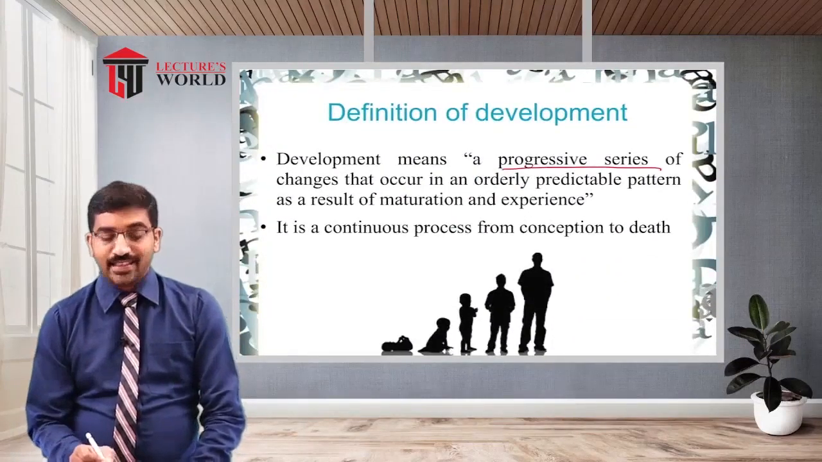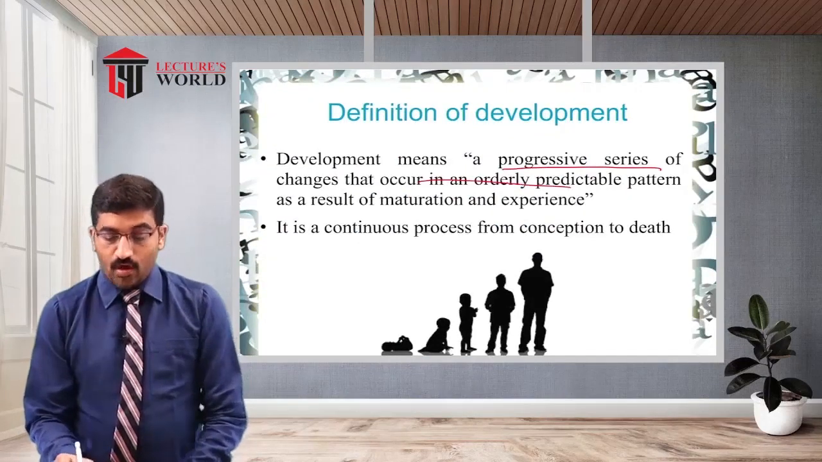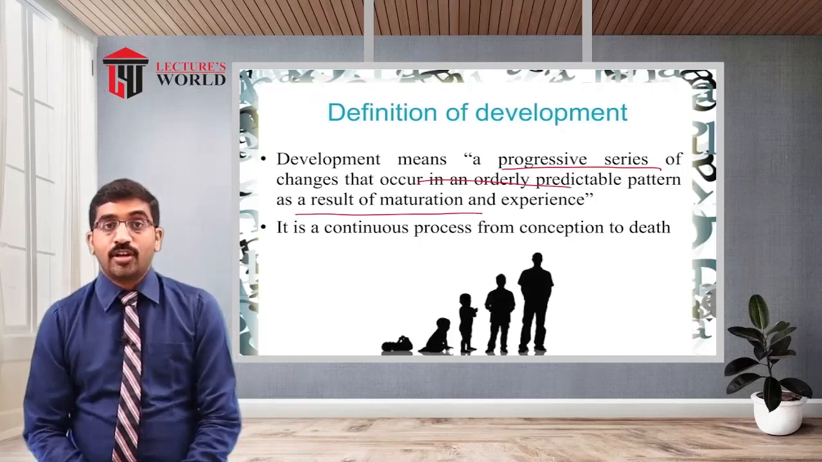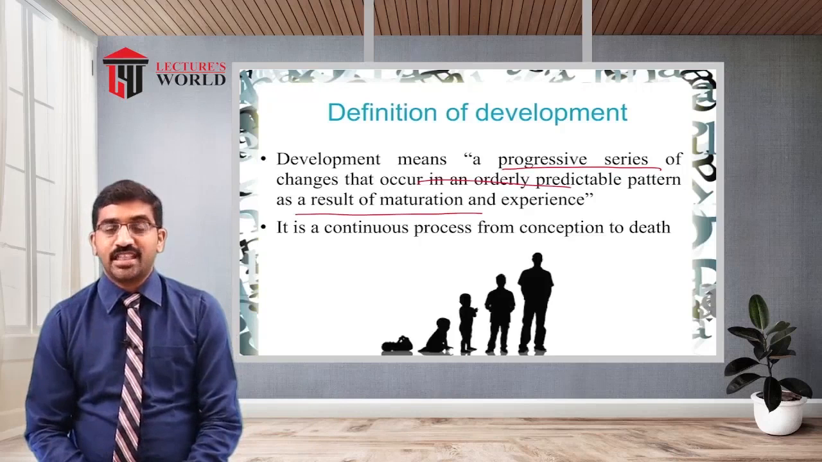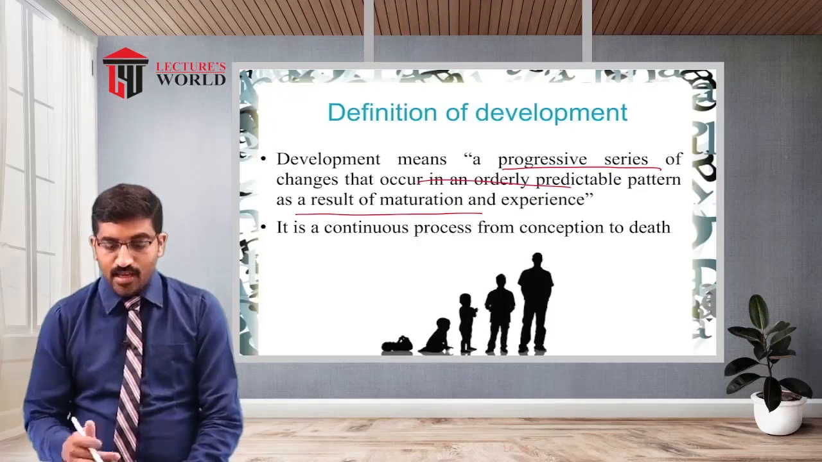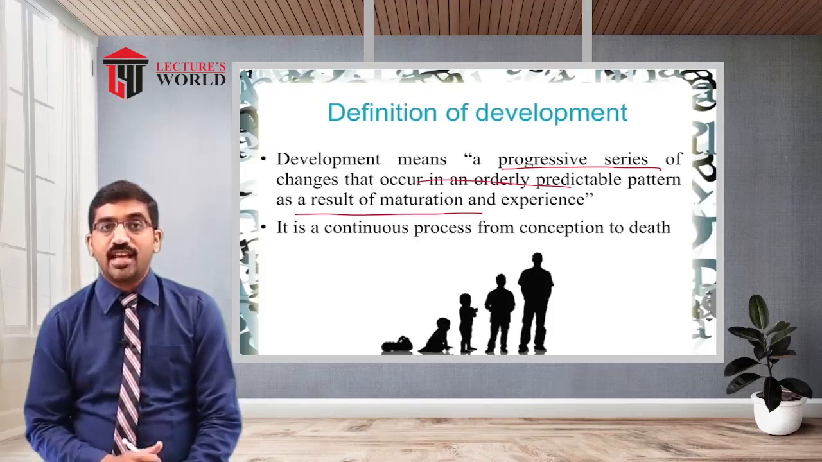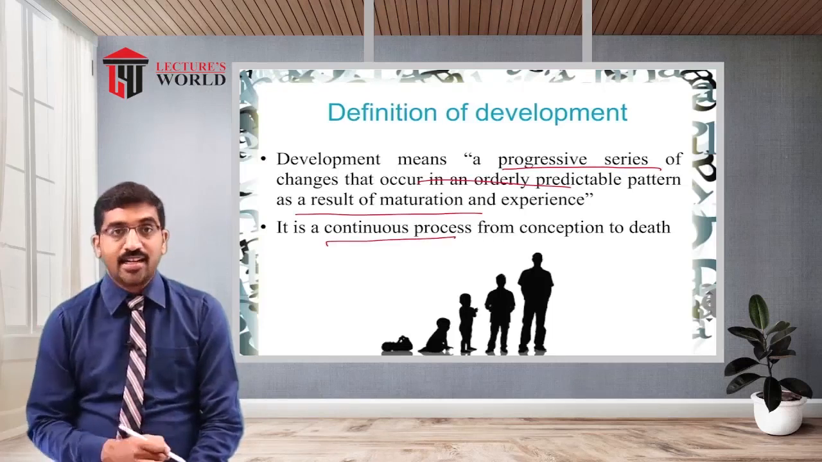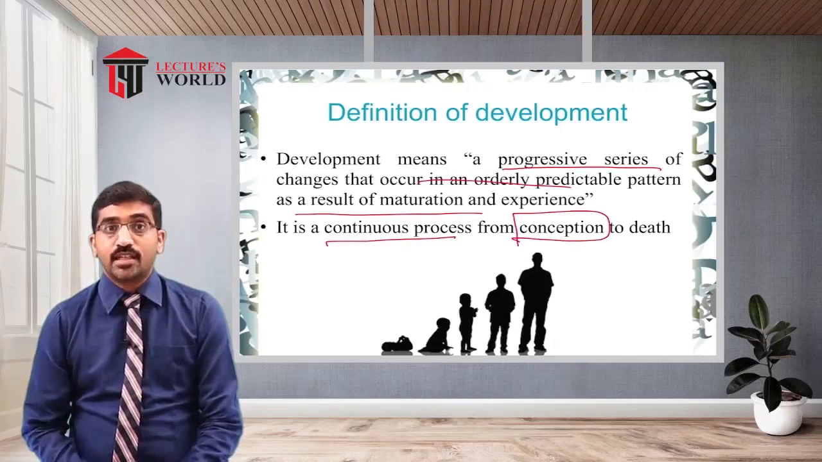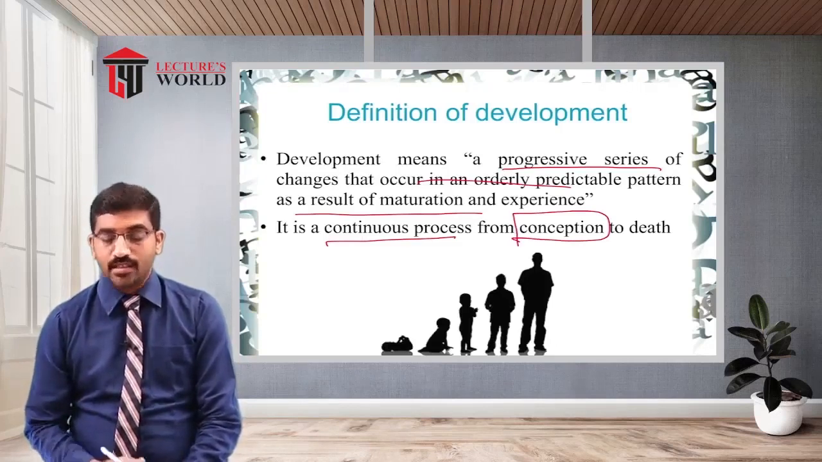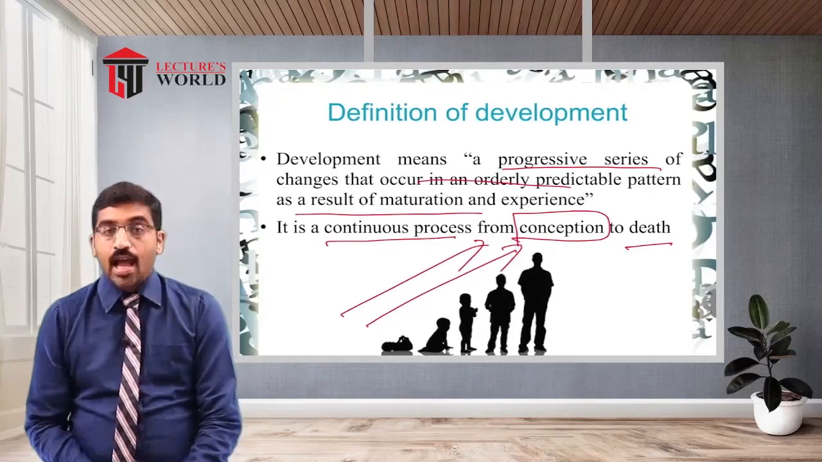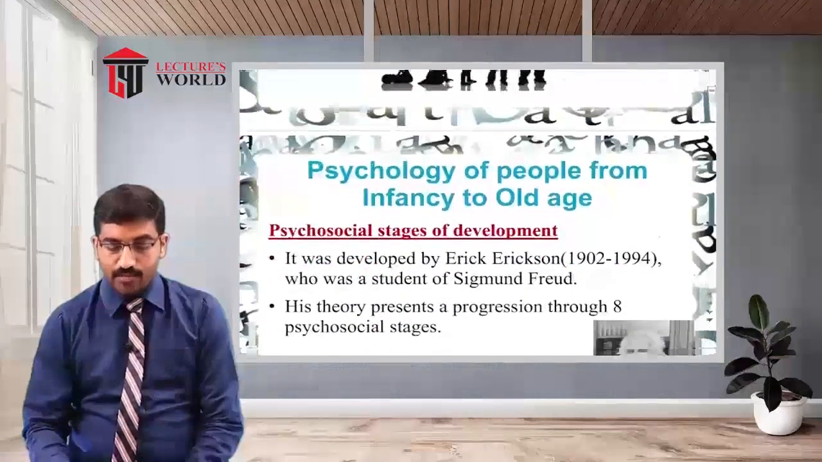This is a progressive series of changes that occur in an orderly, predictable pattern as a result of maturation and experience. As our age goes, we all say we are mature. We are experiencing one more year of our age. Every year of age we tell. So it's a progressive series because we take it as continuous. So it is a continuous process from the conception. Conception means the day you conceived in the uterus of your mother till your death. So that is development. It is a stage of progression, and in every developmental stage there will be some changes.